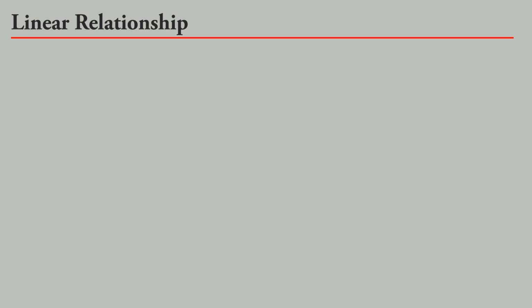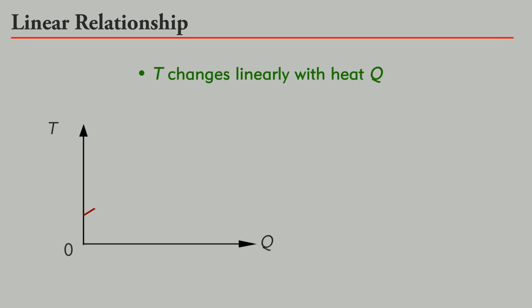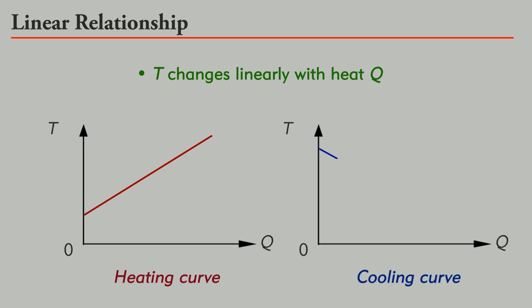Next, linear relationship. In heating an object, the T-Q graph is a straight line, but unlike the delta T-Q graph, it may not pass through the origin. We cannot say that T is directly proportional to Q. Instead, we say that T changes linearly with Q. In a heating curve, T increases linearly with Q. In a cooling curve, T decreases linearly with Q.